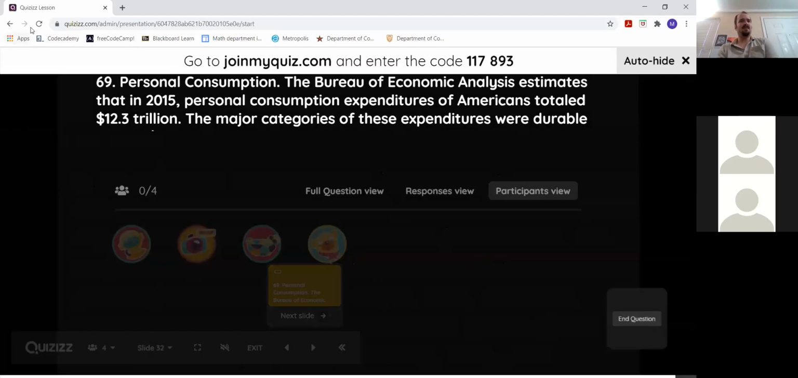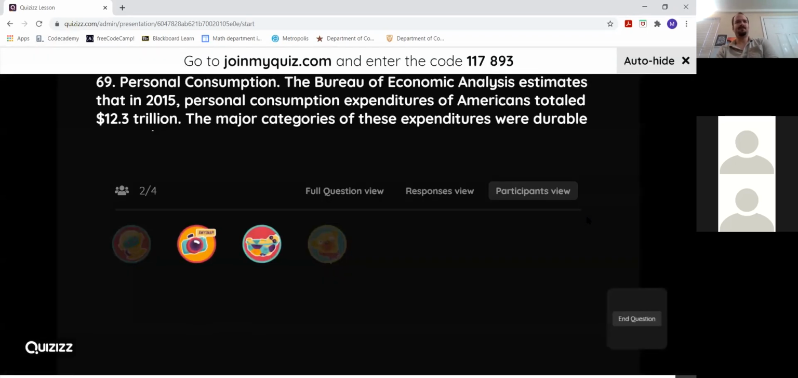Is it coming through? I already submitted mine. I think it's just not loading it. Come on.